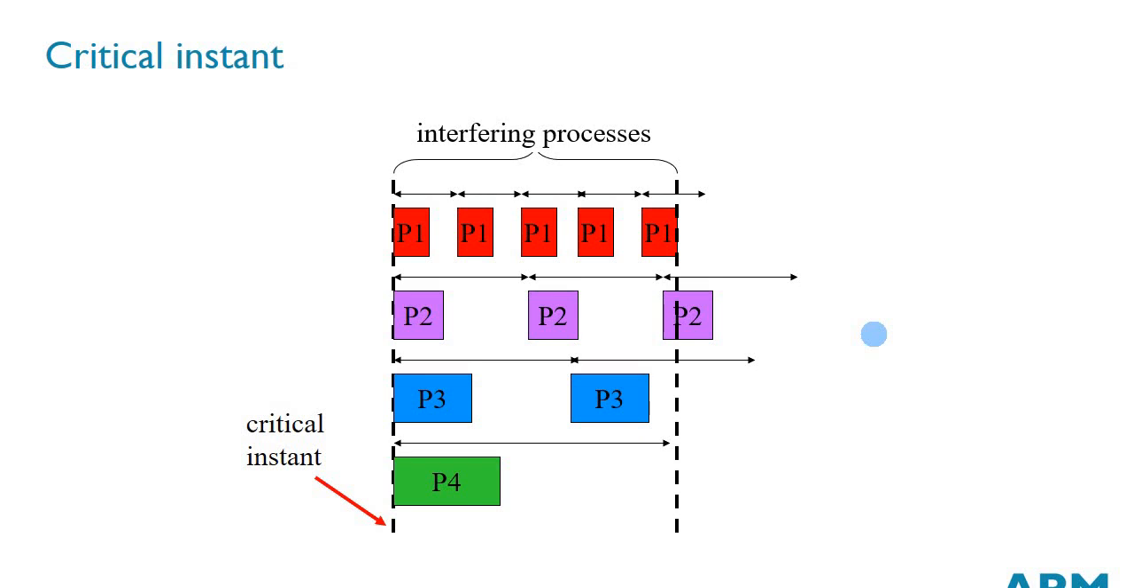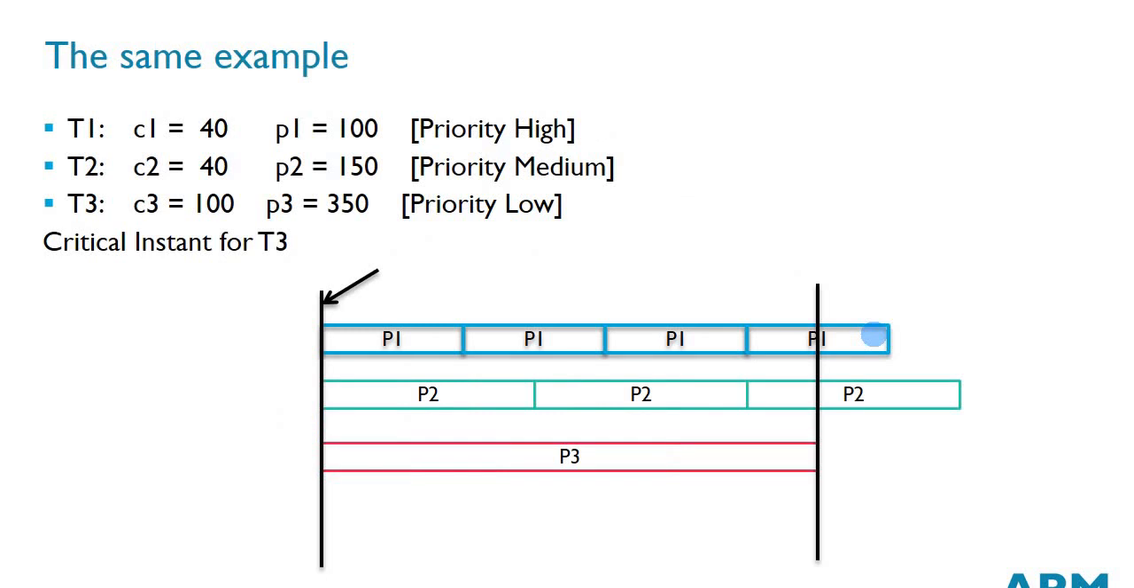Each of these higher priority tasks also has its own periodic intervals, which we need to factor in. So let's look at how we can understand this better. In this example, I have three tasks: task 1, task 2, task 3. Task 1 has a period of 100, task 2 has a period of 150, and task 3 has a period of 350. The critical instance that we want to know is for task 3, the lowest priority task, whether task 3 will be able to fulfill its timing constraints.